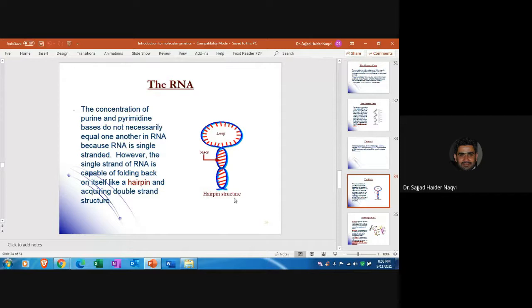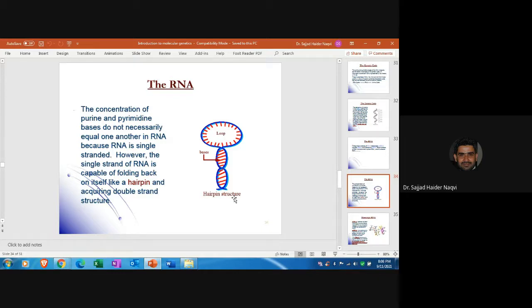In case of the RNA, as I said, it's a single-stranded molecule, and the concentrations of the purines and pyrimidines, that is, the nitrogenous bases, do not necessarily equal one another. This is unlike the DNA. Remember, in DNA, the content of G and C and the content of A and T were equal. Why? Because there was hydrogen bonding between the two chains. But in this case, it's not mandatory because it's a single-stranded molecule.